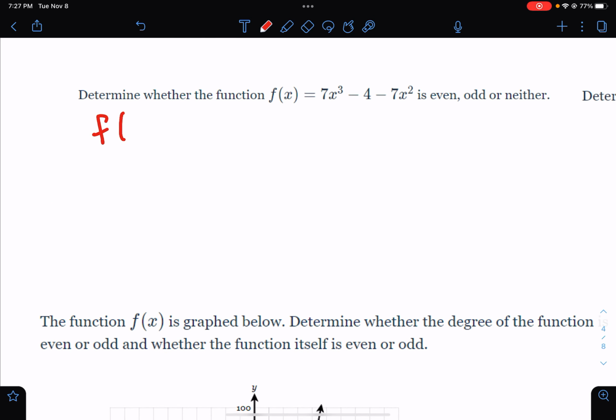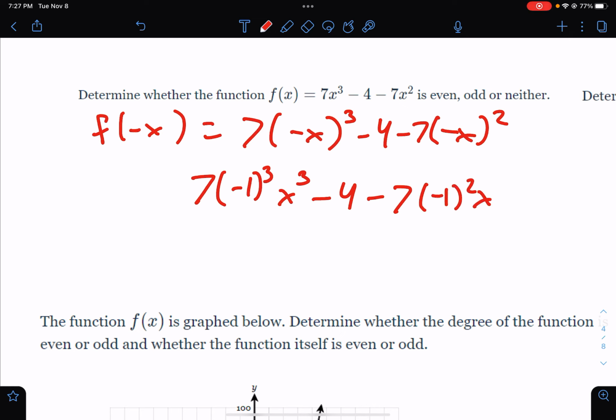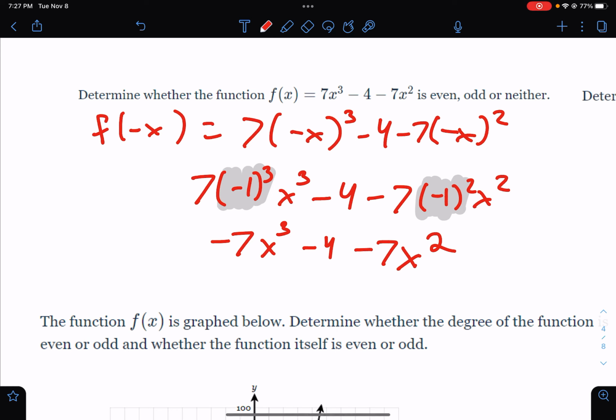So we're going to do f of negative x. We're going to do 7 times negative x to the third minus 4 minus 7 times negative x squared. Okay. So we get 7 times negative 1 to the third, x to the third, minus 4, and then minus 7 times negative 1 squared, x squared. So this negative 1 to the third power is negative 1, right? So we end up with 7 times negative 1, which gives negative 7x cubed. We get minus 4. Now this one is negative 1 squared, that goes to a positive 1, so we end up with minus 7x squared there.